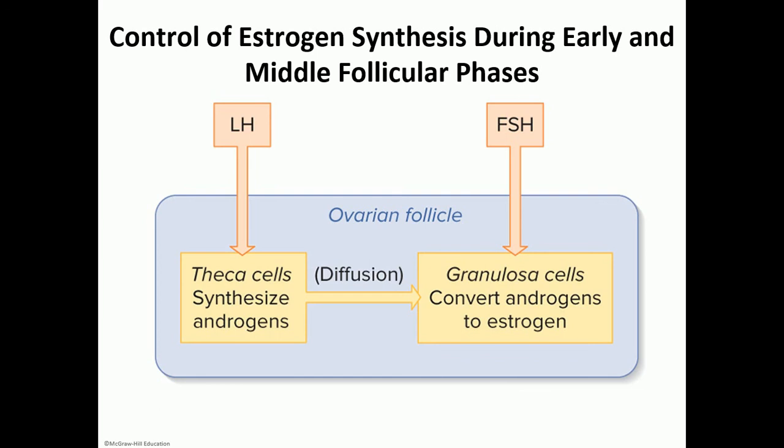So how is there a control of estrogen synthesis during early and middle follicular phases? We're talking only about the follicular phase. LH is going to stimulate theca cells to make androgen, which are the outer cells of that Graafian follicle, that ovarian follicle. And then the androgen is going to diffuse into the granulosa cells, and the granulosa cells are stimulated by FSH to convert androgen into estrogen.